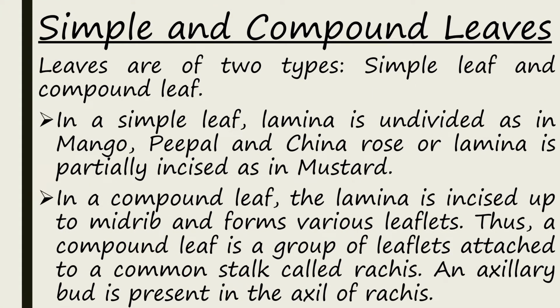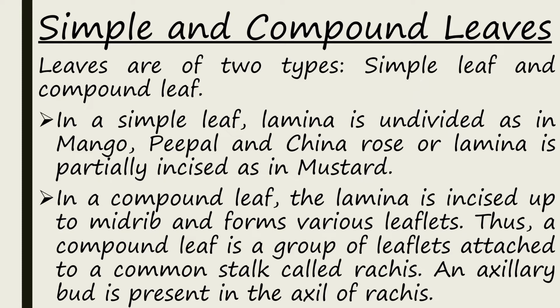Simple and compound leaves. Leaves are of two types, simple leaf and compound leaf. In a simple leaf, lamina is undivided as in mango, peepal and China rose, or lamina is partially incised as in mustard.